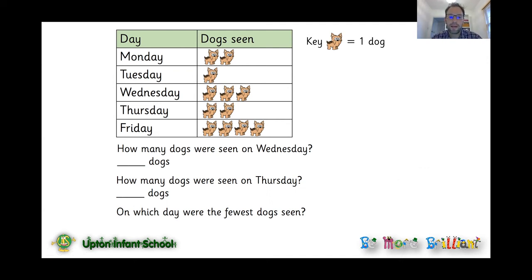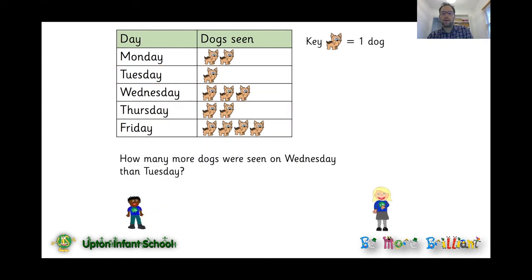Okay, how did they get on? So how many dogs were seen on Wednesday? Well, there's Wednesday, a picture means one dog. So Wednesday, we have got 3 dogs. And then the next question, how many dogs were seen on Thursday? That was 2 dogs. On which day were the fewest dogs seen? The fewest. That was Tuesday, because only 1 dog was seen.